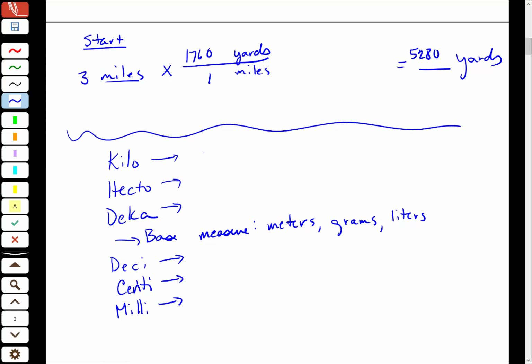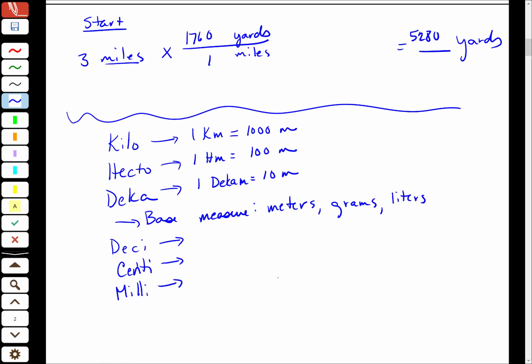So this kilo, let's do kilometers. 1 kilometer is 1,000 meters. That's what kilo means. 1 hectometer is 100 meters. 1 decameter, I think it's capital DM. It's not very widely used, except it's used in one context. I can't remember what it is right now.